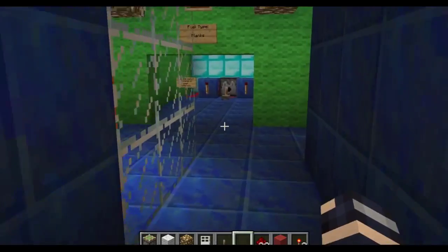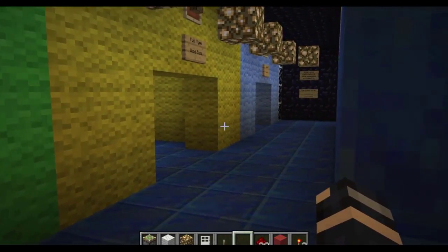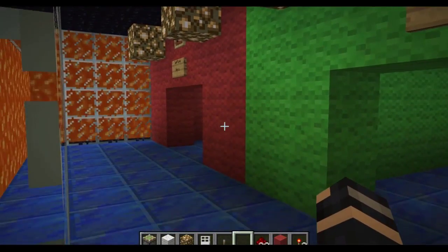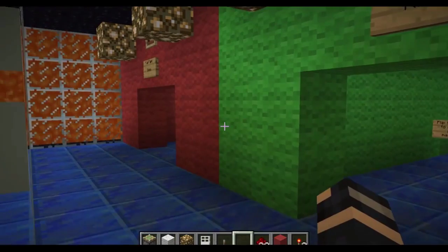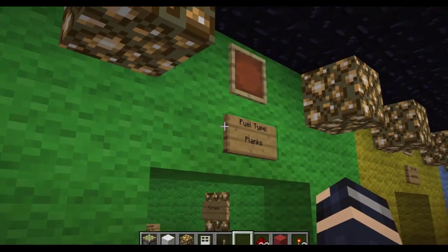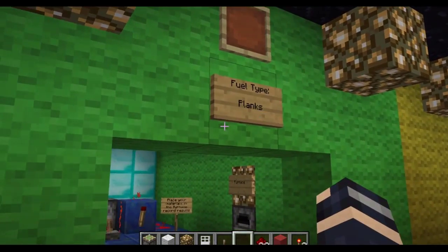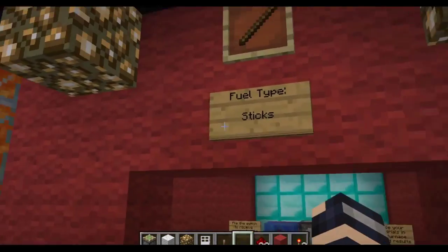So we go down to the lab, and what I would do is divide the students up into groups. And again, this would be another thing I might adjust along the way, to possibly create multiple rooms for each fuel type. We have planks up there. That should be a plank in that item frame.